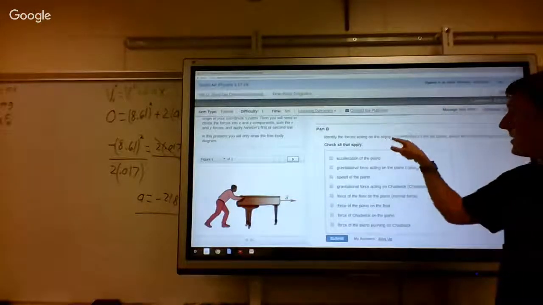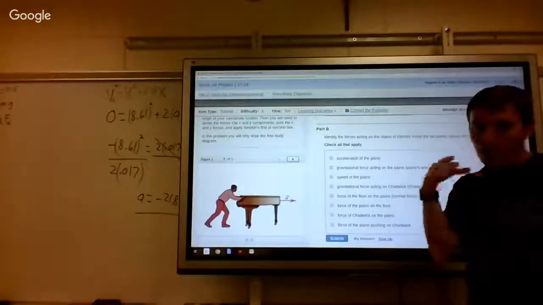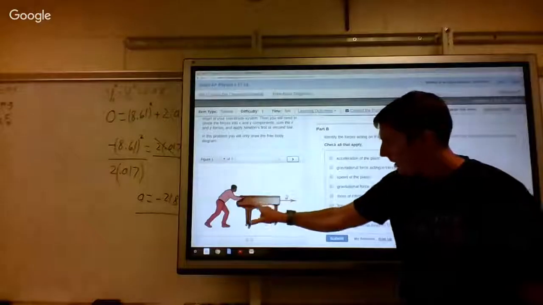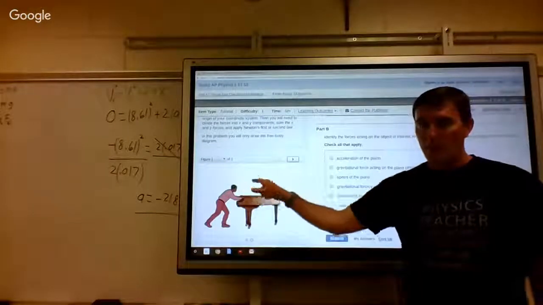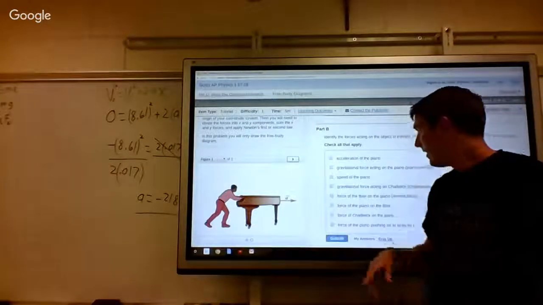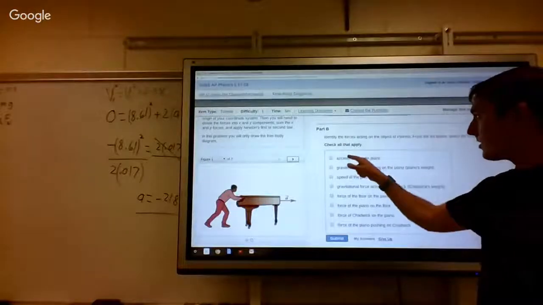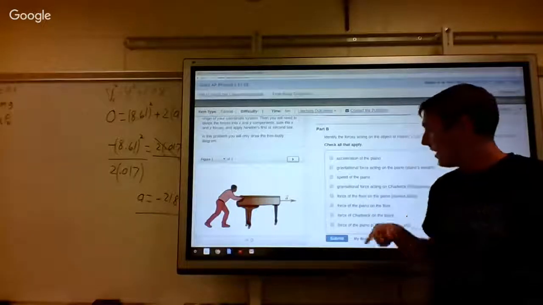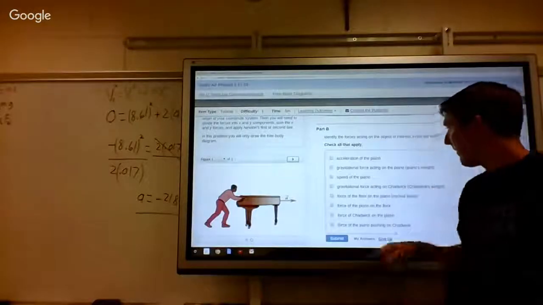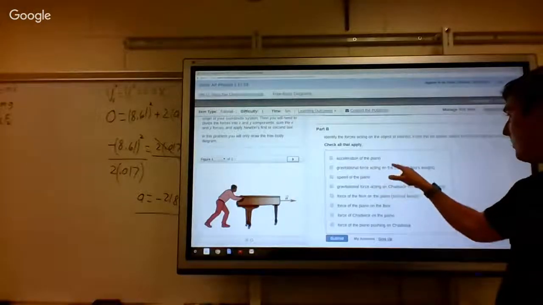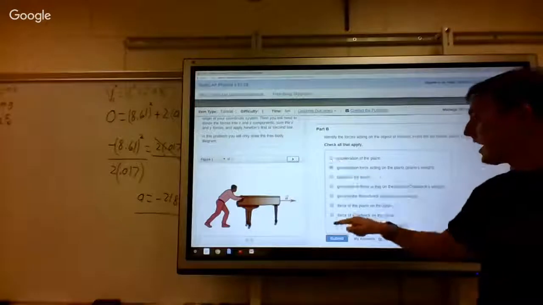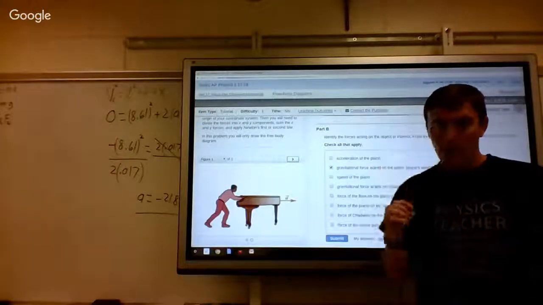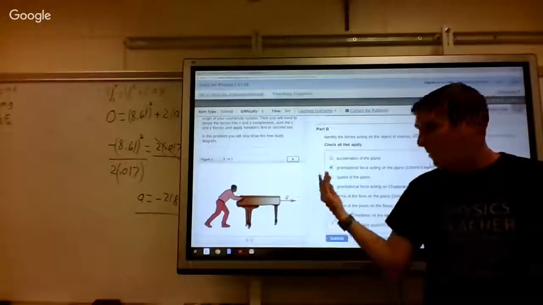What are the forces happening on the object of interest? So it's the piano, and we did that part already. So what's happening to the piano? We only look at what's happening to this, and anything besides the piano, we don't want. So acceleration of the piano, turns out that's not a force, so don't choose that. It's happening to the piano, but it's not a force. Gravitational force acting on the piano's weight, that's a force that's happening to it, but there's no picture of it right here. But hopefully the weight or gravitational force is happening.